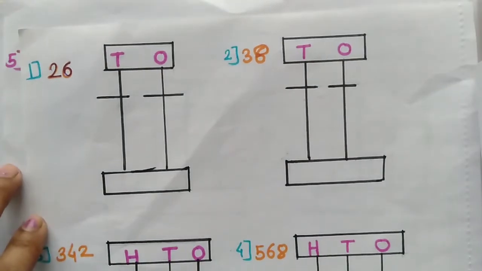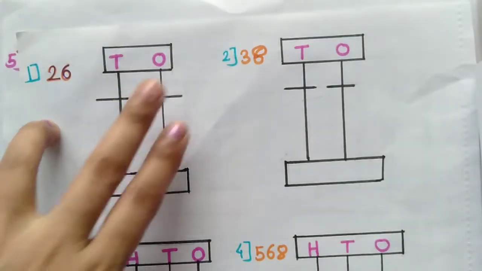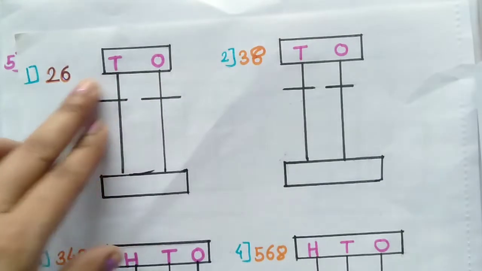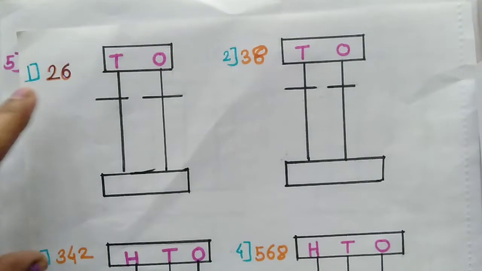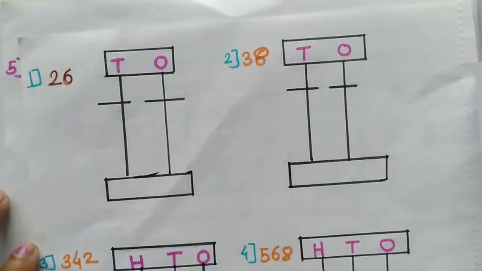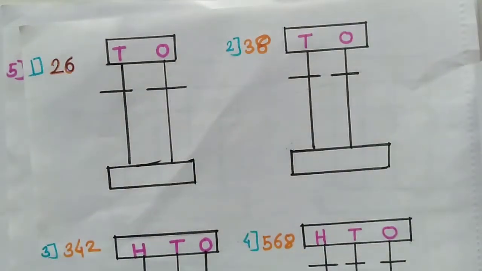We know very well the place value of the beads. This is the ones place and this is the tens place. The value of the upper bead is 5 and the value of the lower bead is 1. So first of all, we have to understand how to draw the beads on the Abacus scale.